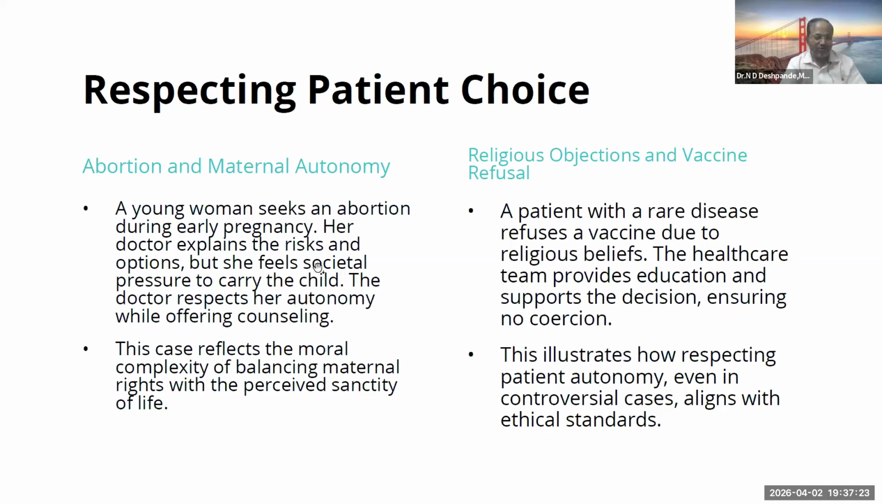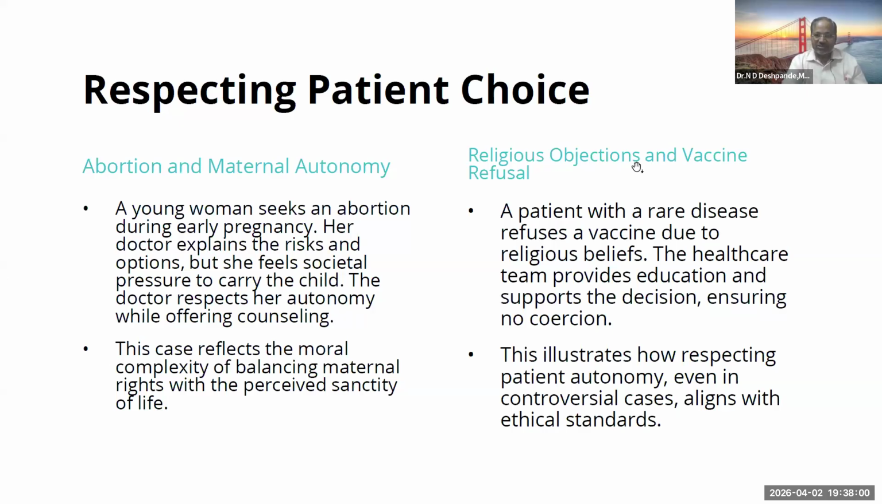For instance, there have been a lot of debatable issues about abortion and maternal autonomy. A young woman seeks an abortion during her early pregnancy. Her doctor explains the risks and options, but she feels societal pressure to carry the child. So the doctor respects her autonomy while offering counseling. So what to do and what not to do has to be respected. This case reflects the moral complexity of balancing maternal rights with the perceived sanctity of life. So whether to give birth to a child, or allowing the mother to take her own independent decision, is a matter of maternal autonomy.